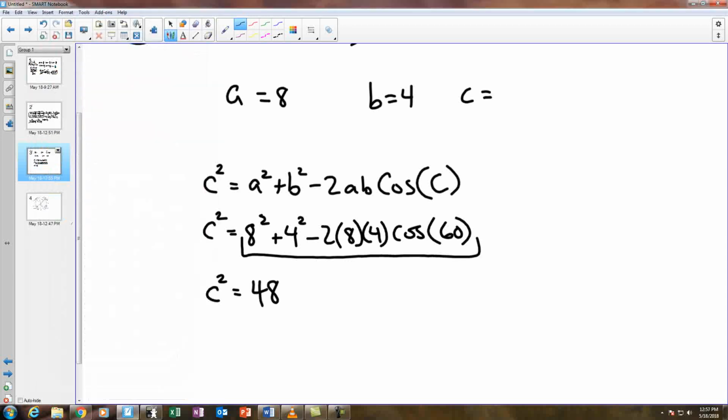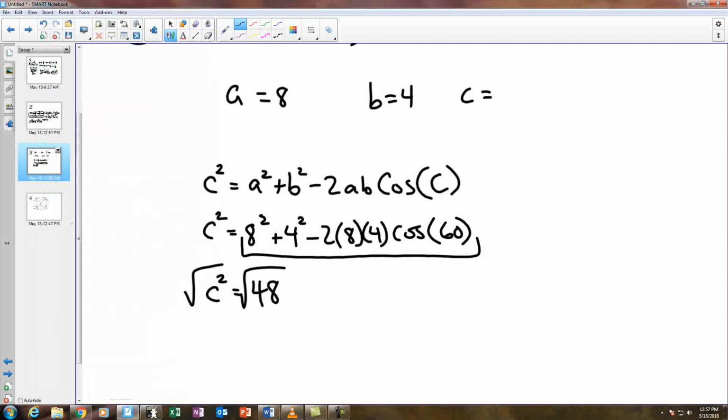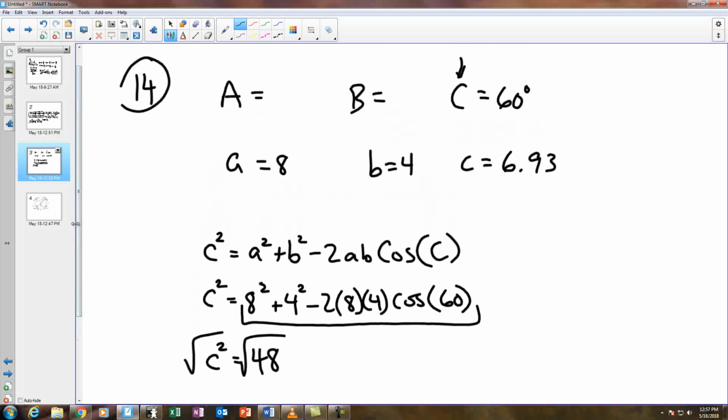Remember though, that's not my answer, so I'm going to take the square root here. Now, a lot of times we don't use decimals when we're using square roots, but where this is a measurement of a triangle's side, I think we're going to go ahead and use a decimal here, 6.93. So little c is 6.93. And now if you look, hey, we have both c's, we can go after a or b.